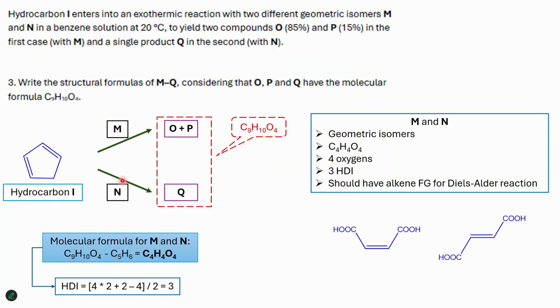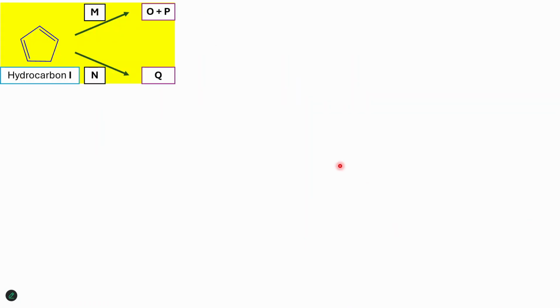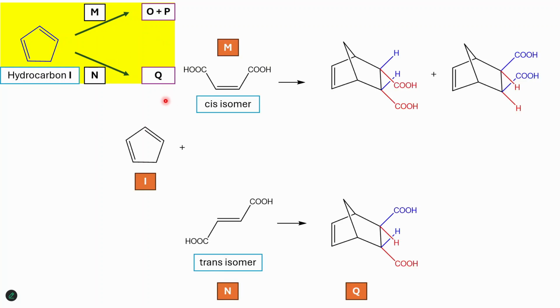So actually this is enough for us to find out which is which. So let's go back. We have this scheme: hydrocarbon 1 reacting with M and N. M gives O plus P, N gives Q, and I am putting everything together. This is my hydrocarbon 1. With M, which is the cis isomer, I get 2 products. With N, which is the trans isomer, I only get 1 product.